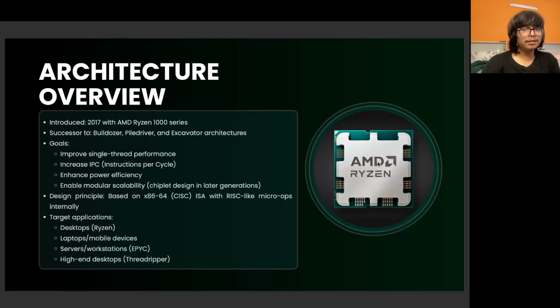It follows the x86-64 CISC instruction set but internally breaks complex instructions into simpler micro-operations, a method inspired by RISC design principles. Zen targets a wide range of applications from desktop and laptop CPUs to data center processors and high-end workstations. This combination of performance, modularity, and efficiency is what made Zen the foundation for AMD's Ryzen, Threadripper, and EPYC families.